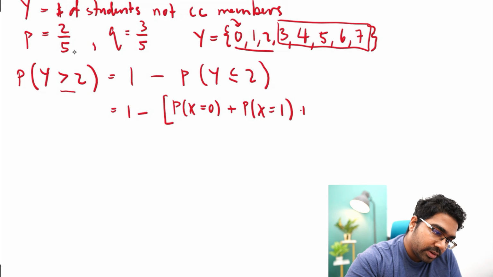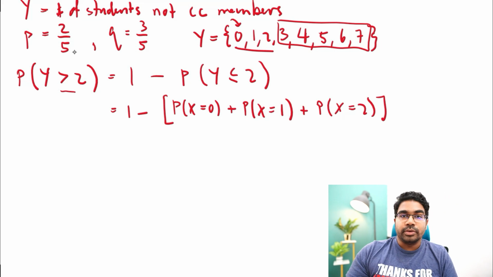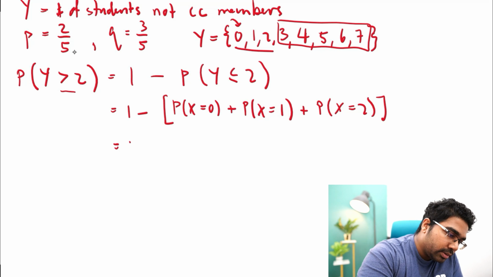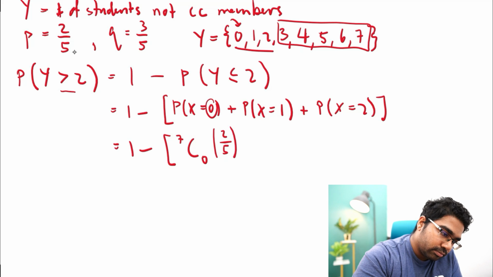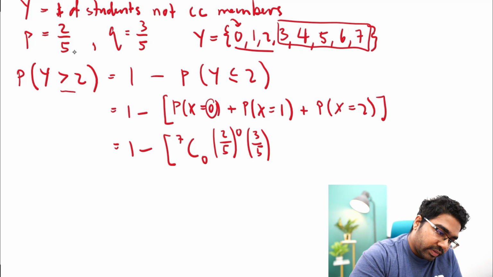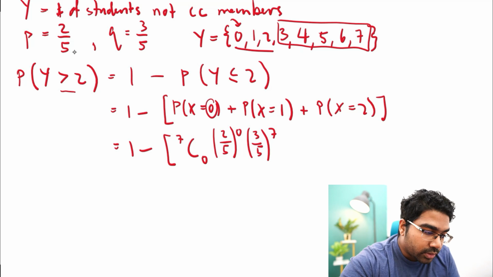Plus the probability of x equals 2. This is what we are going to do. So now just apply 1 minus inside the bracket. So n is 7 again. 7C0, so the first one is 0. And then now success is 2 over 5 to the power of 0. That means 3 over 5 to the power of 7 minus 0, which is 7. And then you continue for 1.